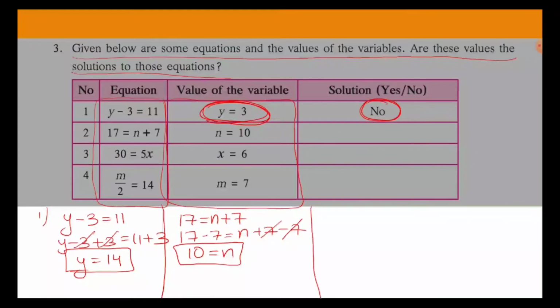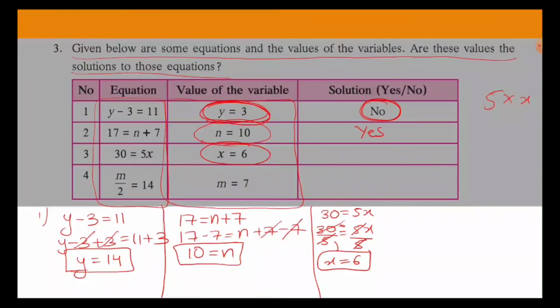10, and here it is written as 10. So we will be writing it over here. Yes. Okay. Next is 30 is equal to 5x. Now again we know that 5x means 5 multiplied by x. So if 5 is getting multiplied by x, we will be dividing by 5 on both the sides. This 5 will get cancelled, 5 ones are 5, 5 sixes are 30. So x is equal to 6 is the answer.